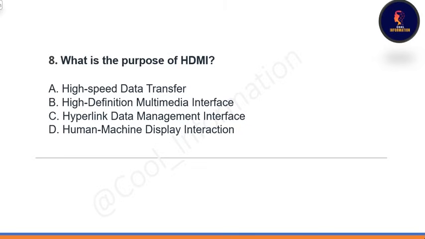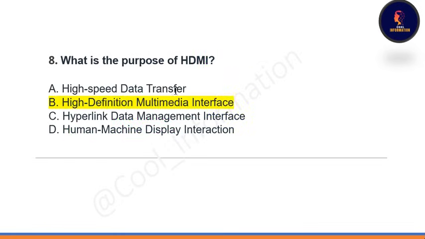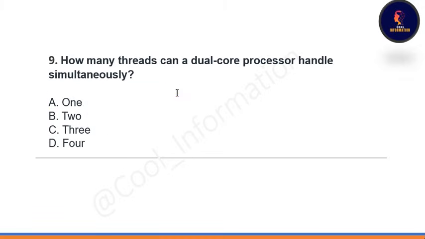The next question is, what is the purpose of HDMI? Basically, it is asking the full form of HDMI, which is Hyperlink Data Management Interface, or Human Machine Display Interface, High Definition Multimedia Interface, or High Speed Data Interface. Correct option is option B, which is High Definition Multimedia Interface.